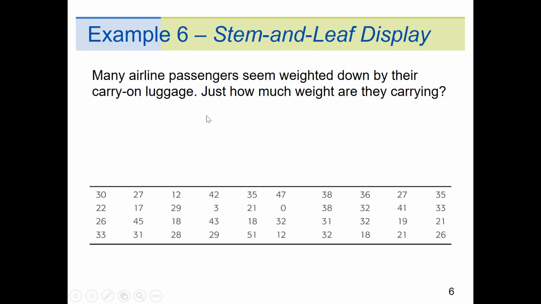Okay, so here's an example. Many airline passengers seem weighed down by their carry-on luggage, but just how much weight are they carrying? So we want to create a stem and leaf plot that will separate our data into intervals, just like we were doing with the histogram, but we can still see the specific values. Okay, so for this example, I'm going to draw this one, and you guys may have seen this before, but I usually have a stem, and then I have a leaf.